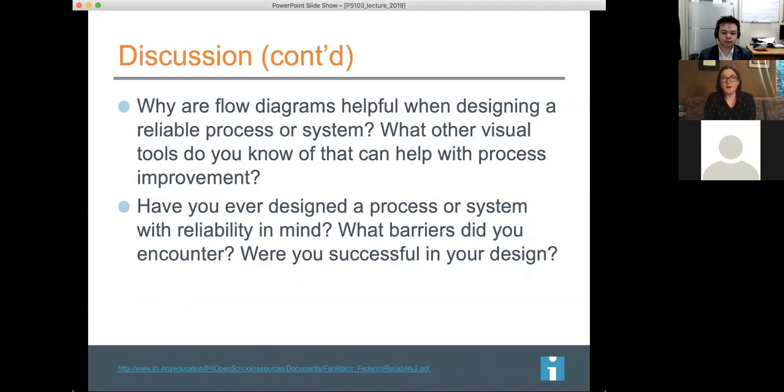Invite some more comments here. So why are flow diagrams helpful when designing a system, or what other visual tools do you know of that can help with the process improvement?